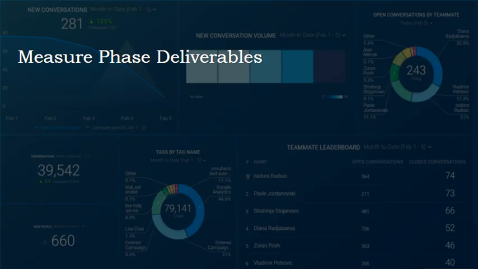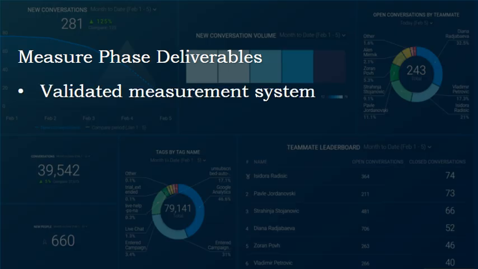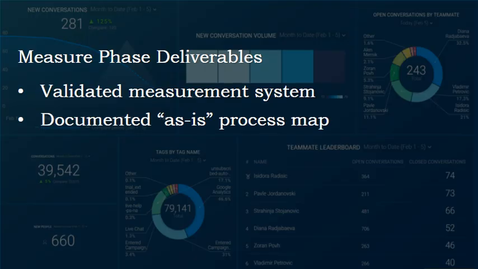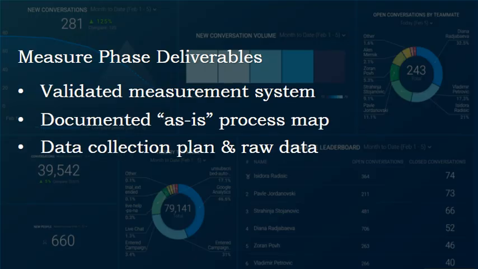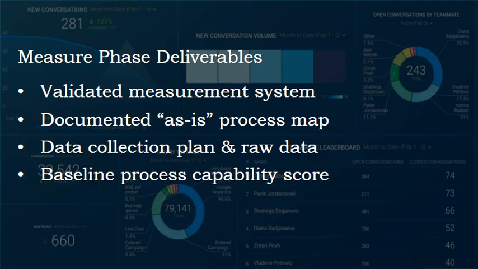The deliverables of this phase are: a validated measurement system, a documented as-is process map, a data collection plan and raw data, and a baseline process capability score. The goal of this phase is not to identify causes, but to deeply understand the current situation and establish reliable data for the subsequent Analyze phase.